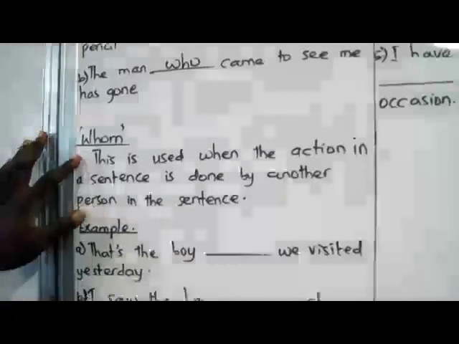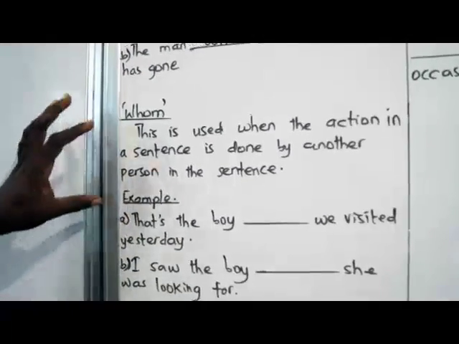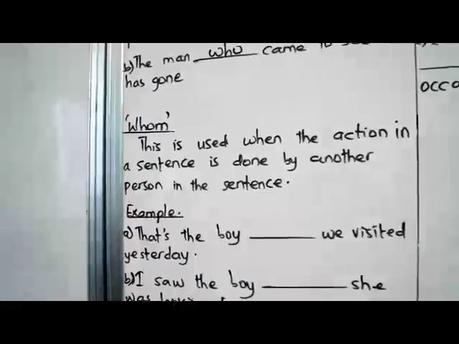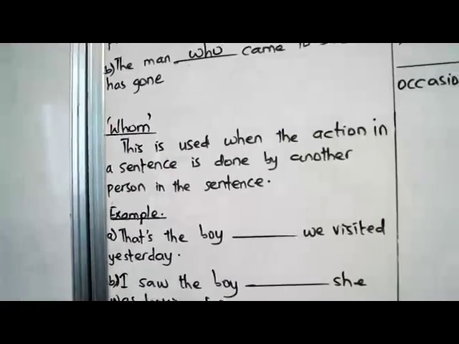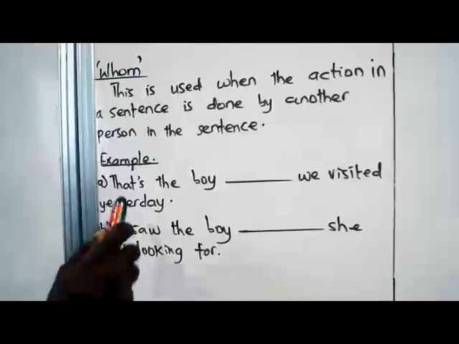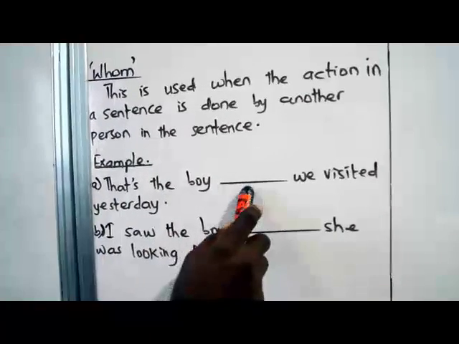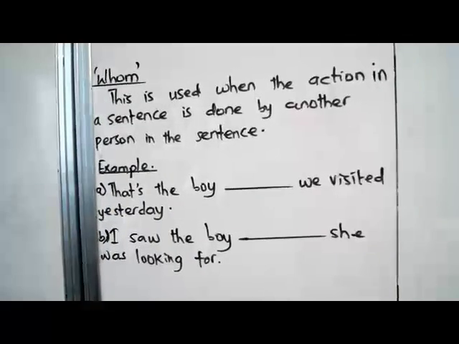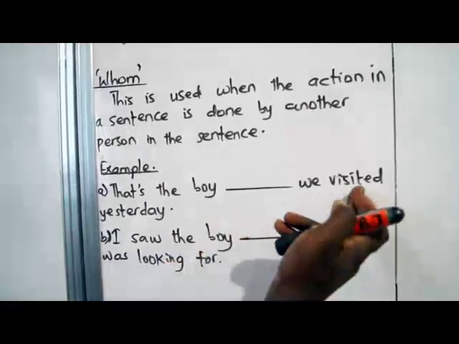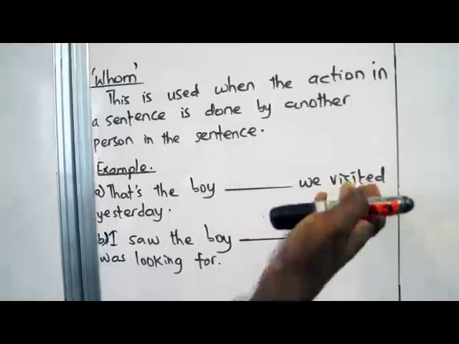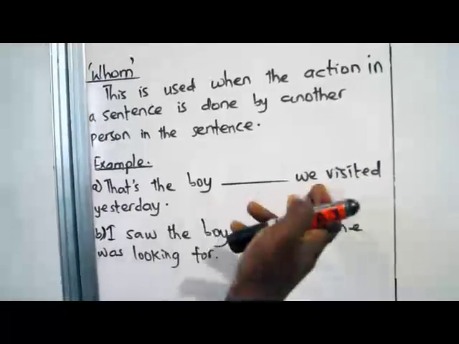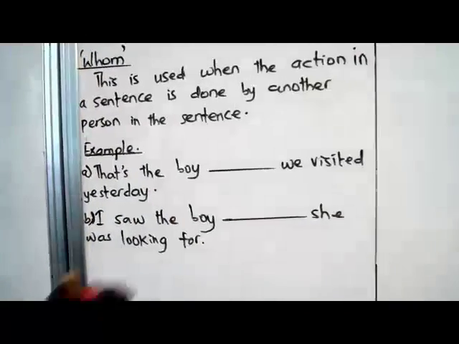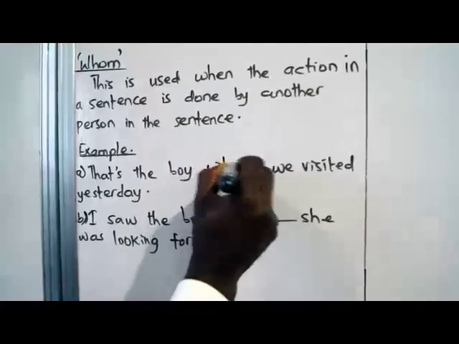Now let's look at whom. Now in the case of whom, the reverse is the case. We use whom when the action of the sentence is done by another person in the sentence. Now let's consider these two examples. That's the boy that we visited yesterday. If you look at it, the subject is the boy, and then the action of the sentence is visited. And who did this visiting? We. That means the boy is not the same as the doer of the action in this sentence. So in this case, you use whom.